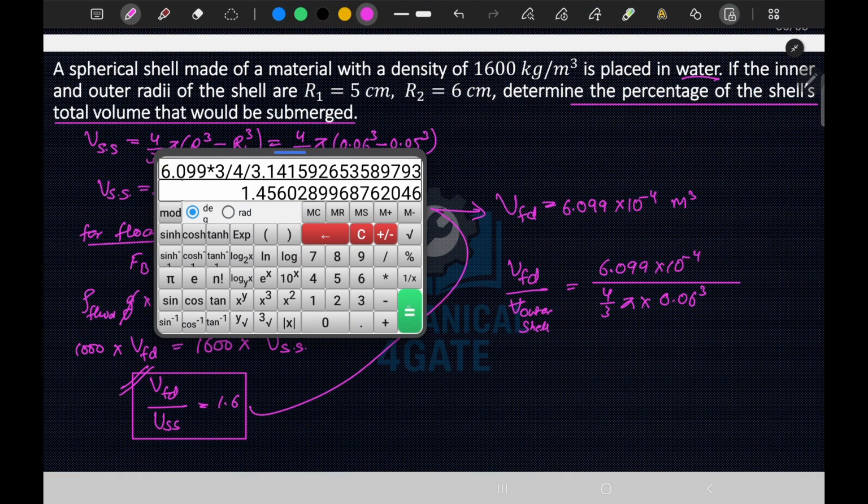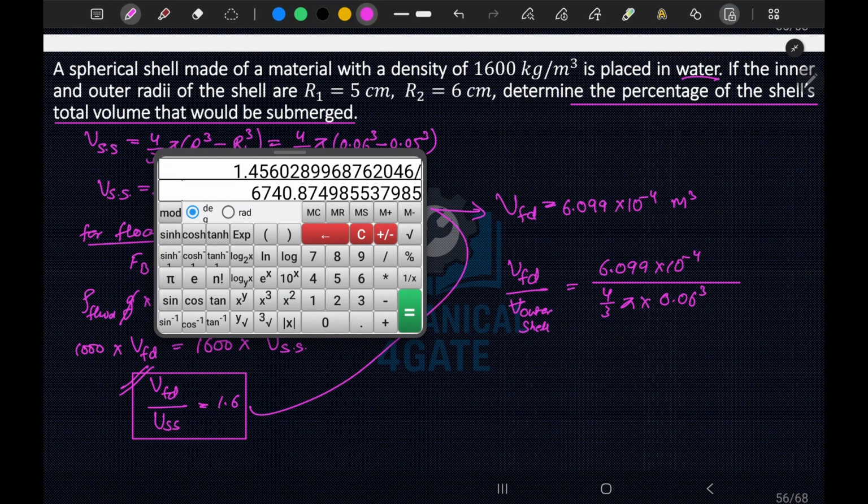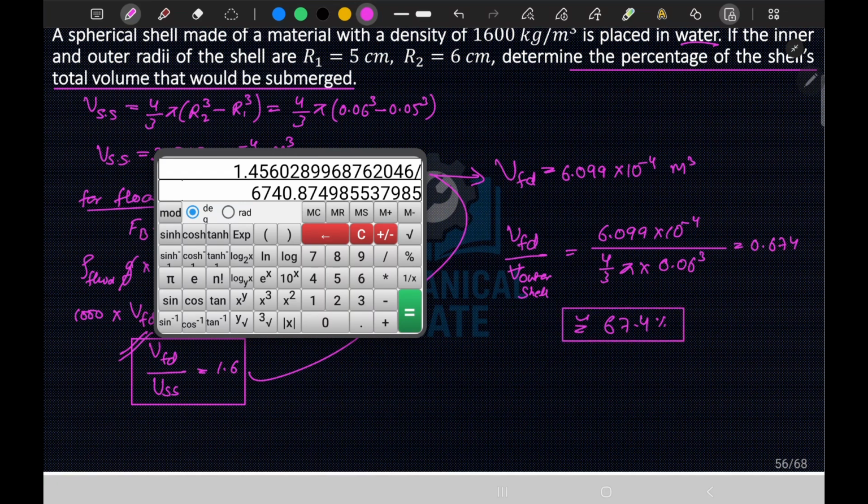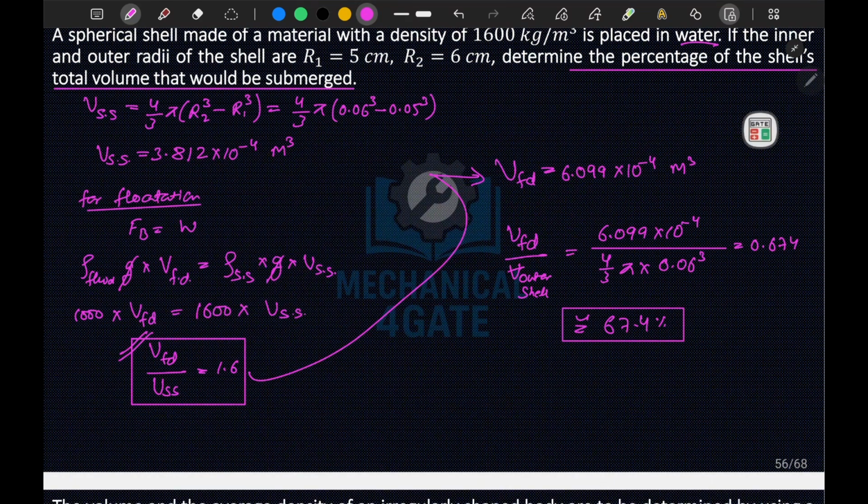divided by 0.06 cube. So this comes out to be 0.674, which is equal to 67.4%. So 67.4% of the volume is submerged. I hope you get this point now.